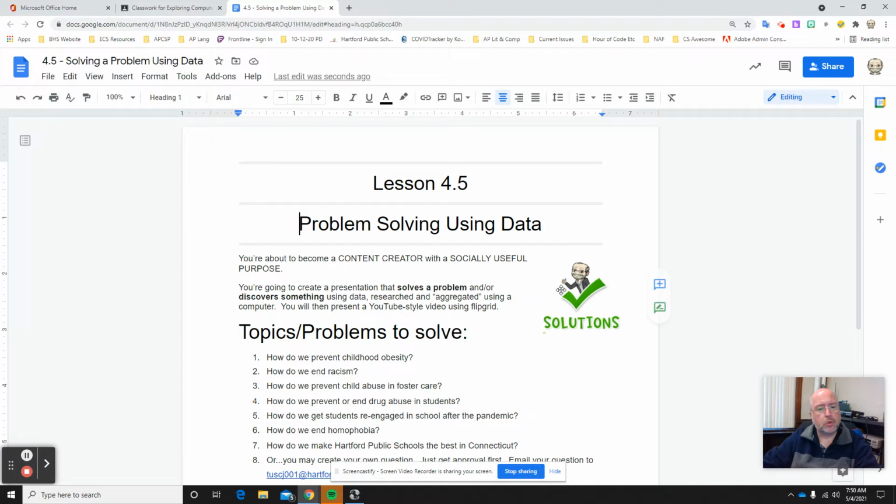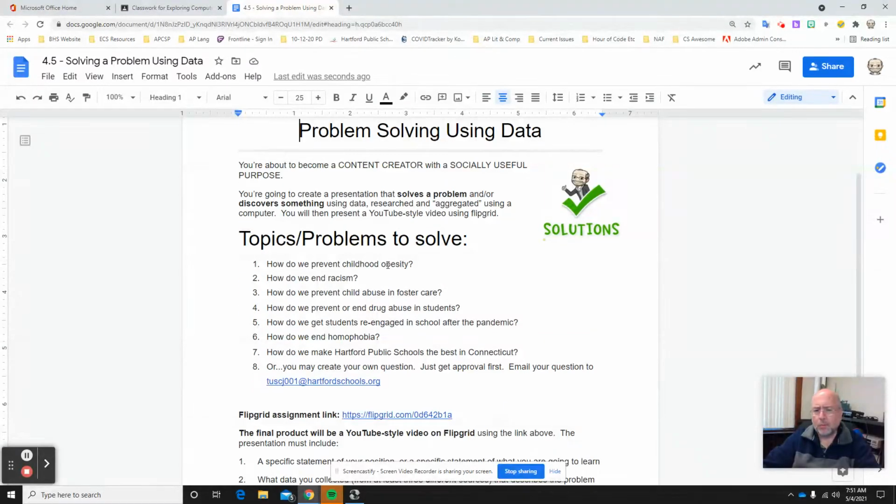And what's going to happen is you're going to create content with a socially useful purpose, which means you're going to find a topic or a problem to solve, and then you're going to put together some data, make a presentation, and suggest a solution to the problem. So that's the idea. What kinds of problems are you going to work on?